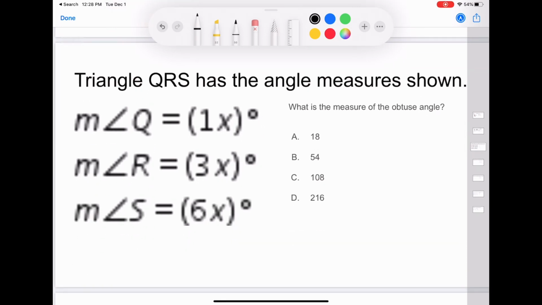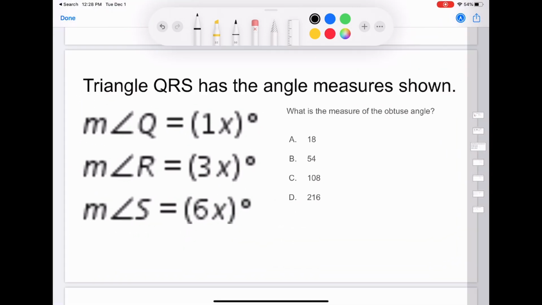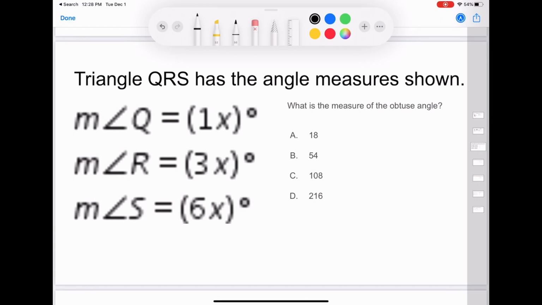This one says, triangle QRS has the angle measures shown. What is the measure of the obtuse angle? Well, if QRS has the angles shown, and we know that when we add all the angles together we have to get 180, what we can do is 1x plus 3x plus 6x equals 180, right? Because all the interior angles of a triangle must equal 180.